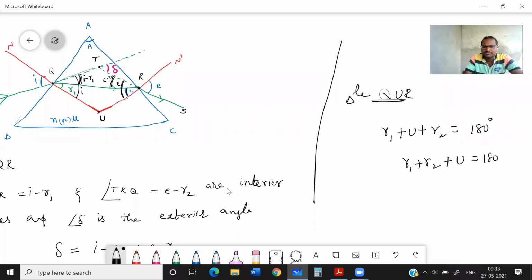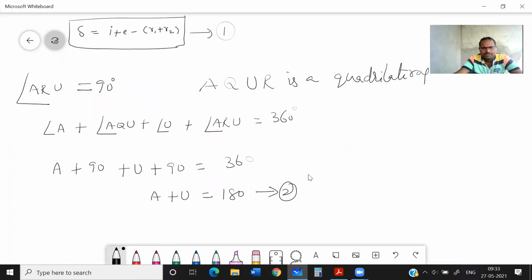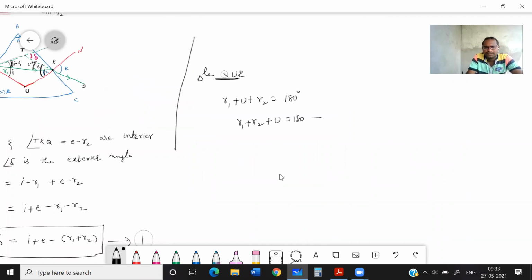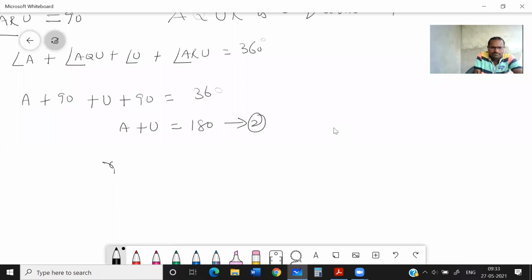This is equation number 3. So equation 3 I'll write down. R1 plus R2 plus U should be equal to 180 degrees. Equation number 3.